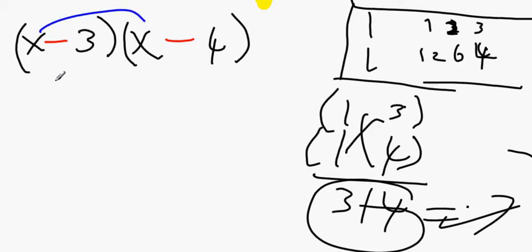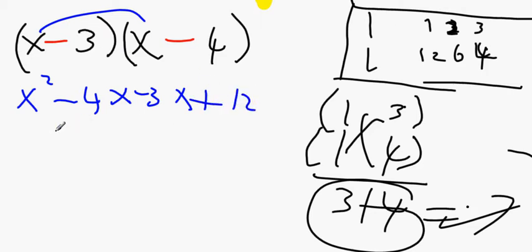We multiply out again like products. X times x gives us x squared. X times minus 4 gives us minus 4x. Minus 3 times x is minus 3x. And negative times negative gives us plus 12. So let's check it. Minus 4x.